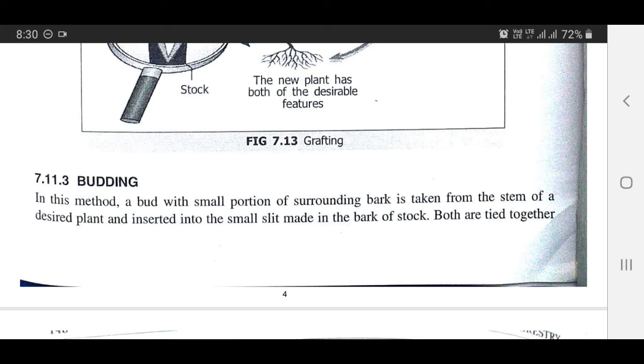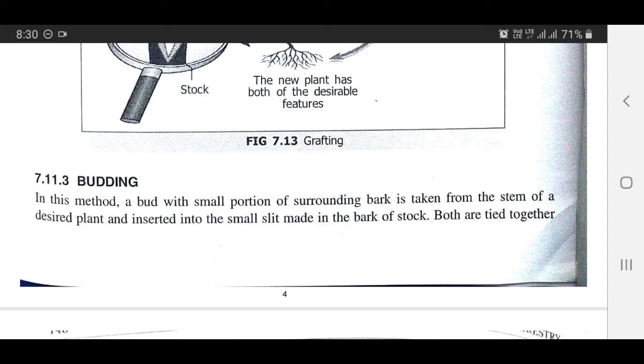Rootstock is that portion of a plant which gives the root system as well as the basal trunk to the composite plant, whereas the scion gives the aerial portion of the plant, that is stem, branches, leaves, fruits and flowers, like that. So this is grafting. Now we discuss budding.